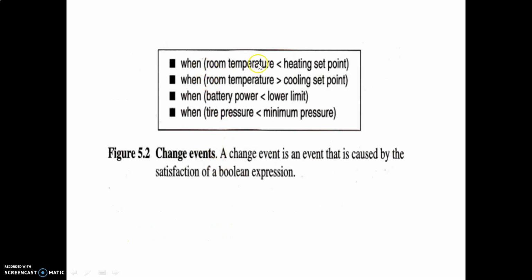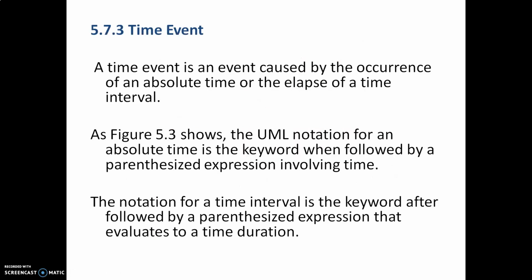When room temperature is less than heating set point, when room temperature is greater than cooling set point, when battery power is less than lower limit, when tire pressure is less than minimum pressure. This is an example of a change event. So a change event happens on the satisfaction of a Boolean expression.